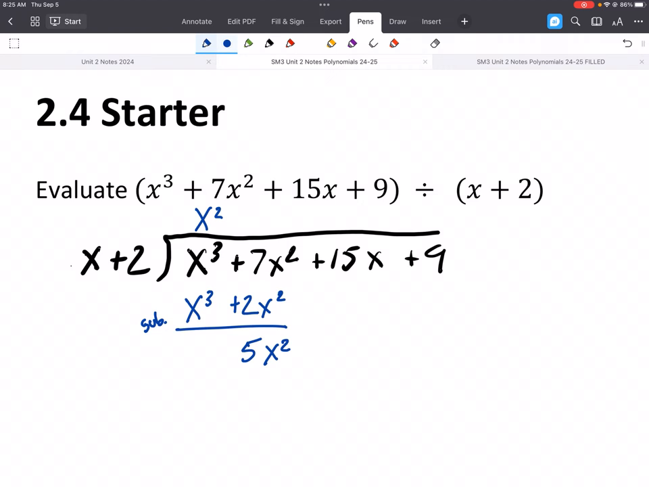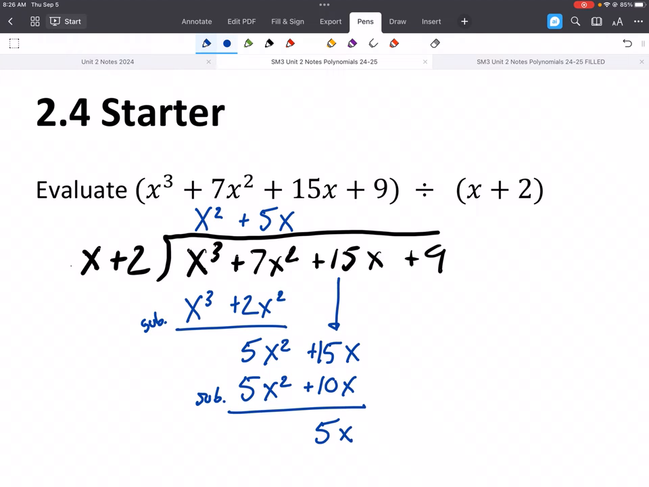And then we repeat this process. We'll bring down the 15x, okay? And then we need to figure out what multiplies x to give you 5x squared. Well, that would be 5x. And then we multiply, so 5x squared. And then we multiply the 5x by 2, and that would give us 10x. And then again, we're subtracting. So 15 minus 10 would give us 5x.